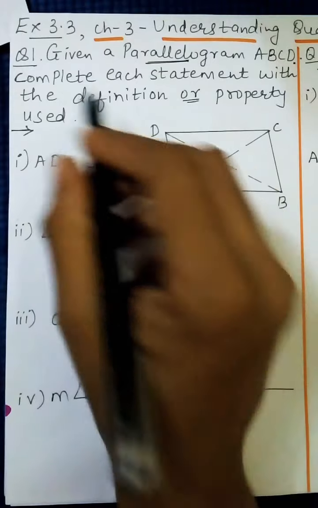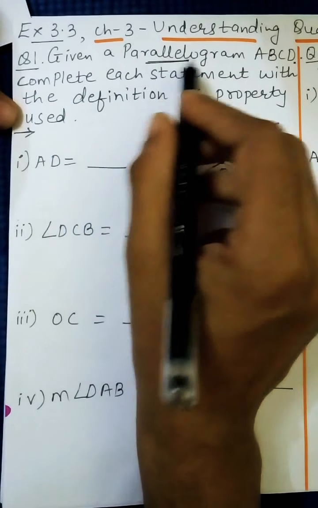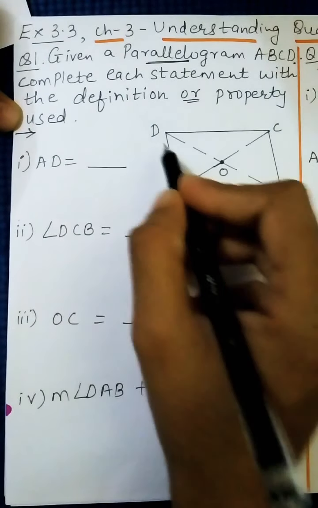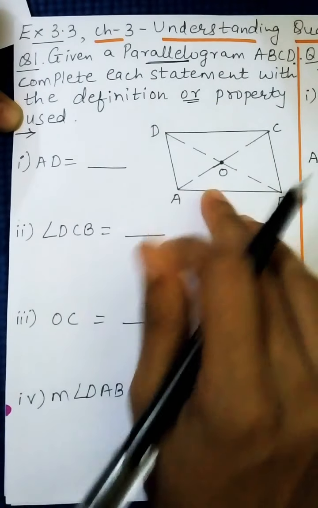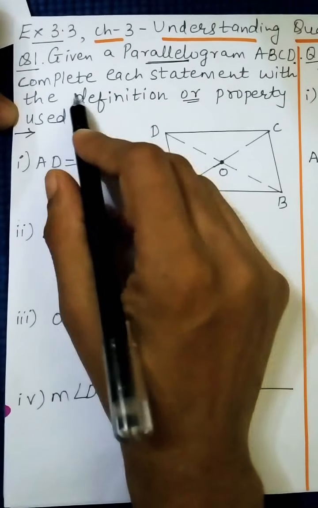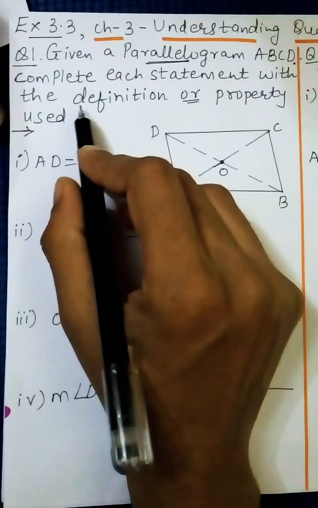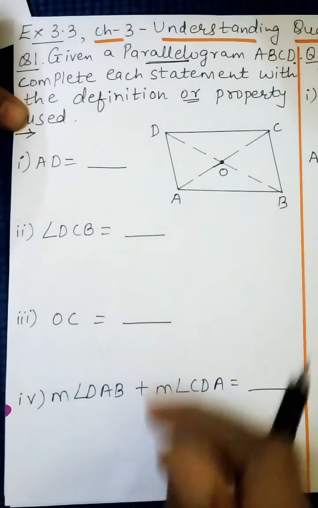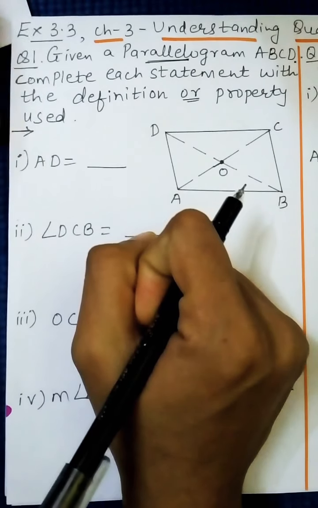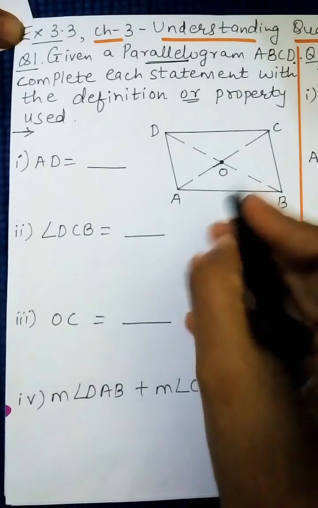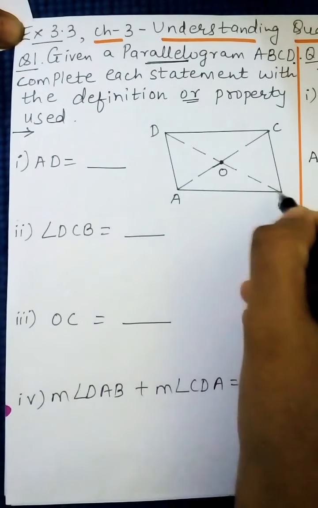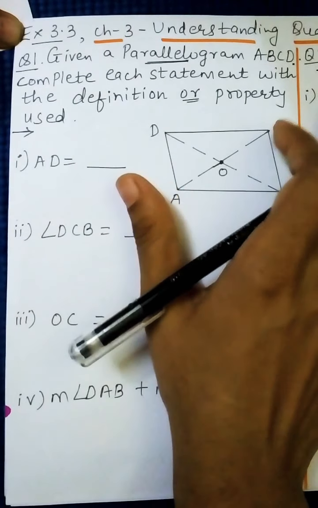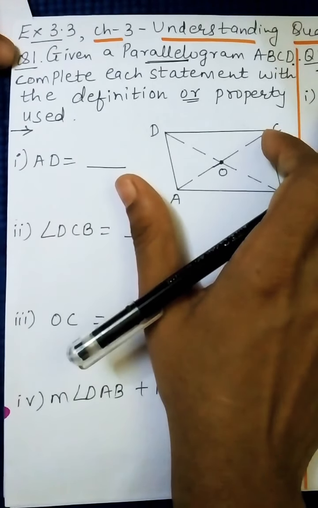So here the question is, a parallelogram ABCD is given to us. Okay, this is the figure. Complete each statement with the definition or property used. Now you will have to find out the answers with the help of properties or definitions. So this is our parallelogram ABCD. Now we will first recall all the properties of parallelogram.